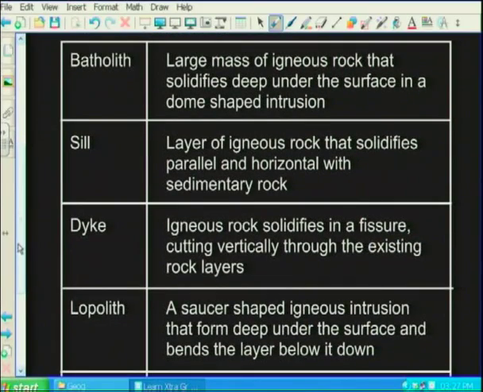Now the different types of landforms. You have to know, grade 12s, what the different types of landforms are, and you need to be able to identify them on a diagram. So the first and the largest type of igneous intrusions is what we refer to as a batholith. A batholith, just like it says here in the notes, is an exceptionally large mass of igneous rock that has solidified deep under the surface, and it's predominantly in a dome shape. So the batholith is the largest type of igneous intrusion.